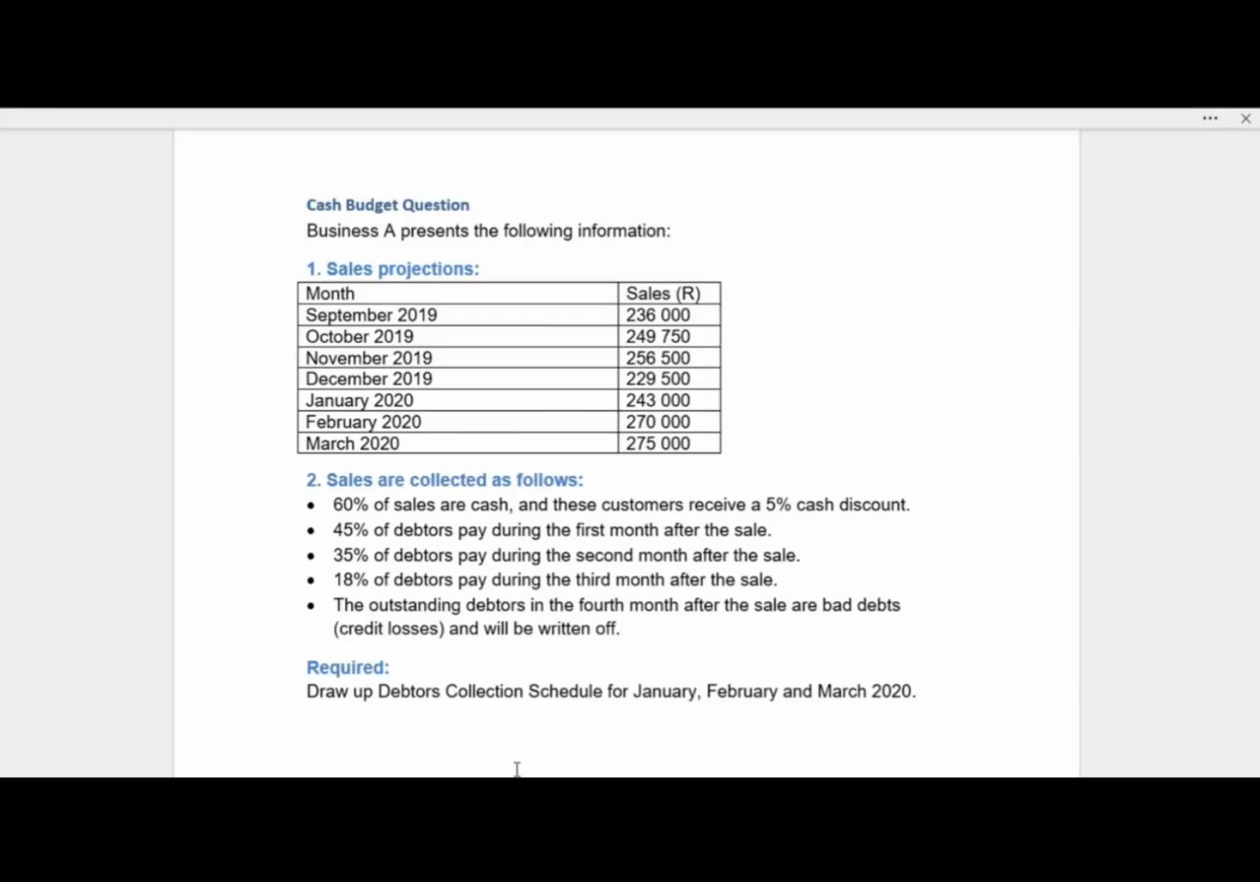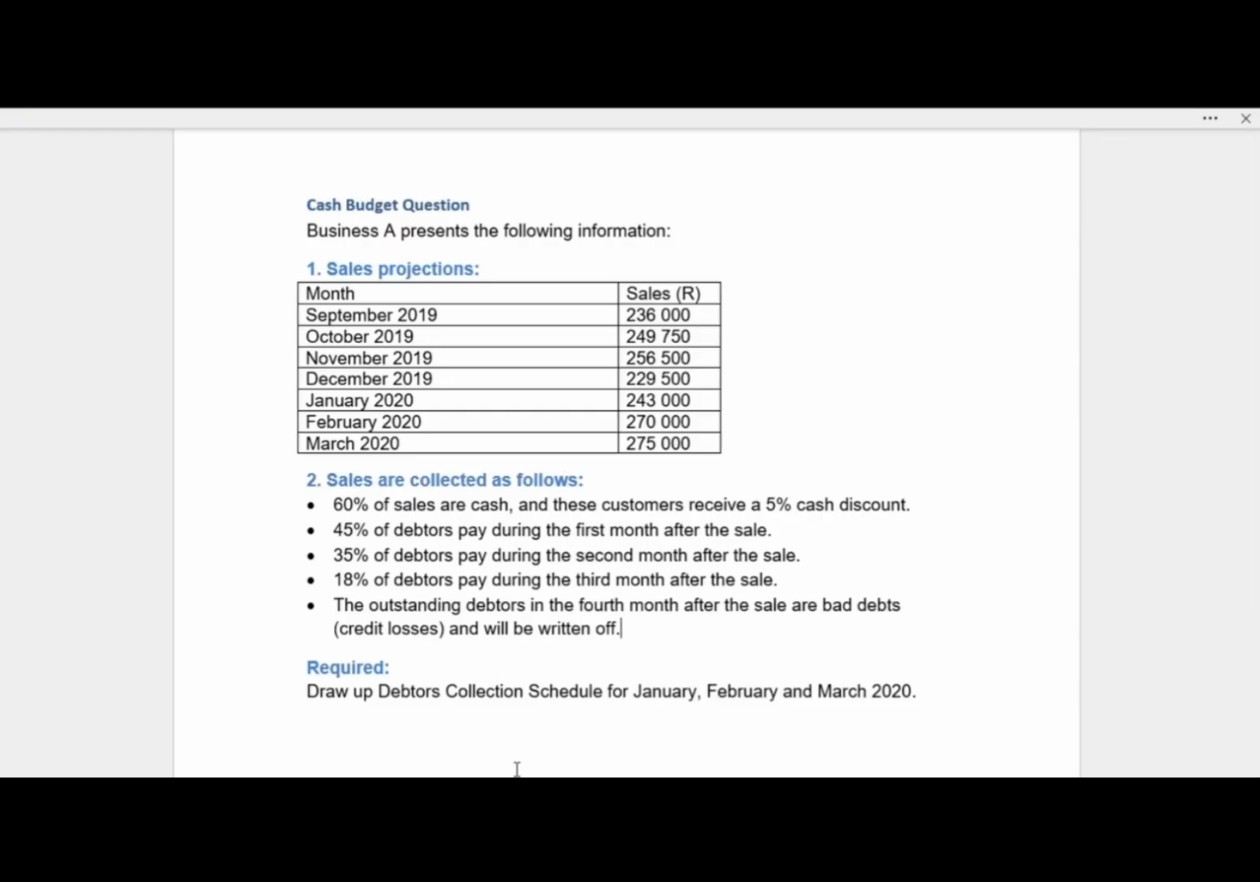Today, I'll be helping you on how to prepare your debtors collection schedule or your credit sales collection schedule. All right. So here is the information. They say business A presents the following information: sales projections, months there, and then we have got September, October, November, December, January, February, and March.